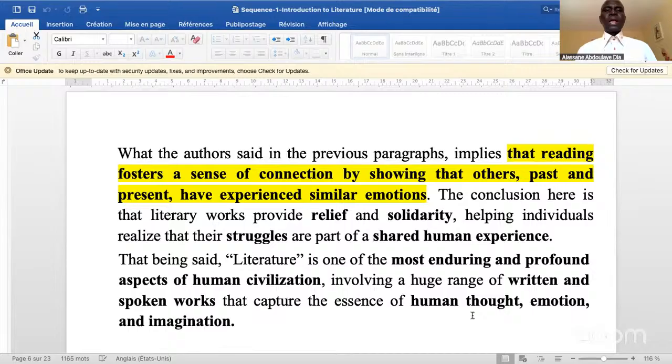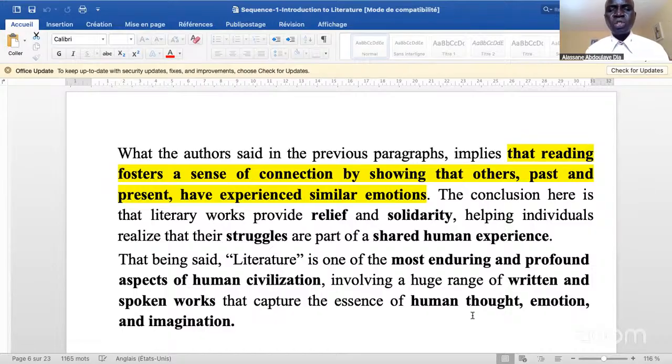Now, what the authors said in the previous paragraphs, they imply that reading fosters, it means develops, a sense of connection by showing that others, past and present, have experienced similar emotions. It means that when you read or explore literature, you feel a kind of connection with a world that does not exist, a fictional world. It could be in the past, the present, or even the future. We talk about dystopian fiction. And you will see that these people in this imaginary world have experienced similar emotions.